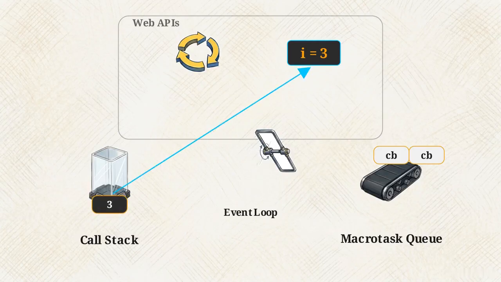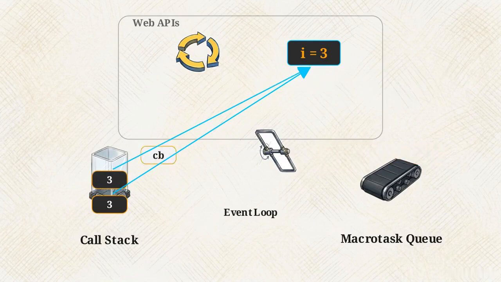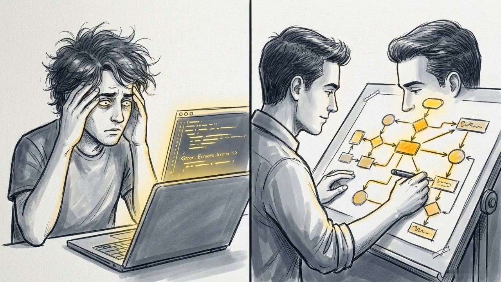Only then does the event loop move the callbacks to the stack. By the time they execute, they all reference that exact same mutated variable. Anyone can memorize syntax. Comprehending this timing discrepancy separates basic coders from engineers who understand runtime state.